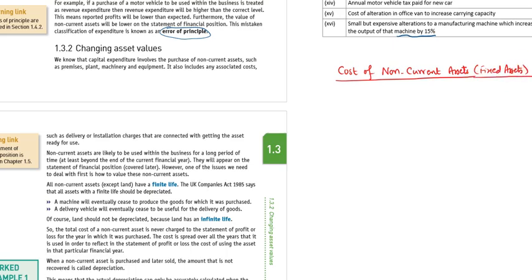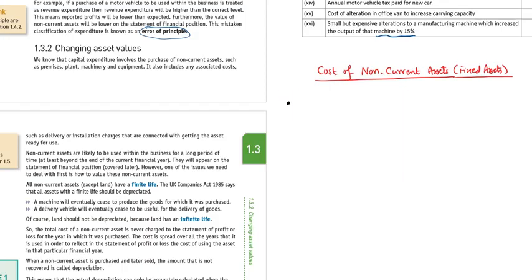Non-current assets mean your fixed asset. So in the cost of asset, we include the following items. Number one is the purchase price of non-current asset. For example, we have to buy a machine for $100,000. So this $100,000 will be the purchase price of non-current assets.